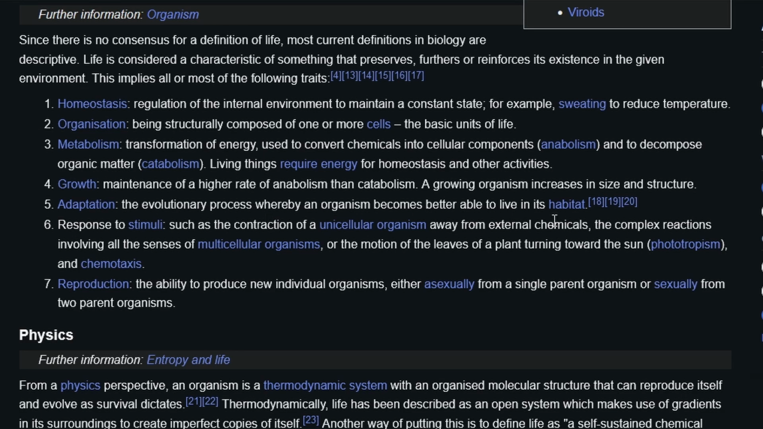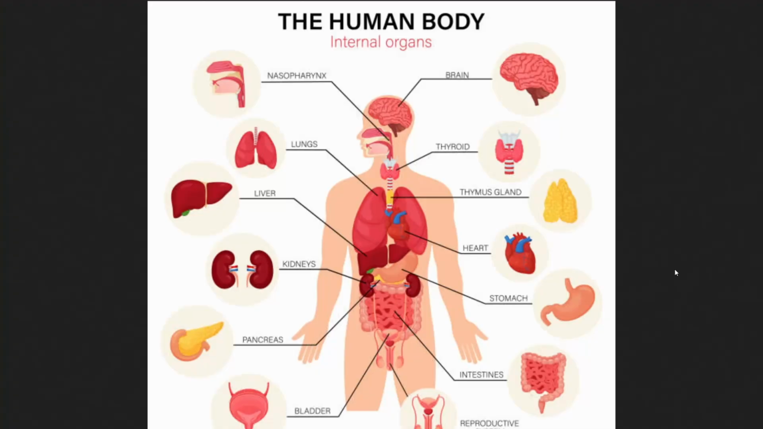Adaptation, becoming better able to live in its habitat. Response to stimuli, so doing different things based on the immediate environment. And reproduction. So that's the definition we're going to be working under, something that meets most or all of those requirements. Now let's talk about what we're made of. You are made of organs.